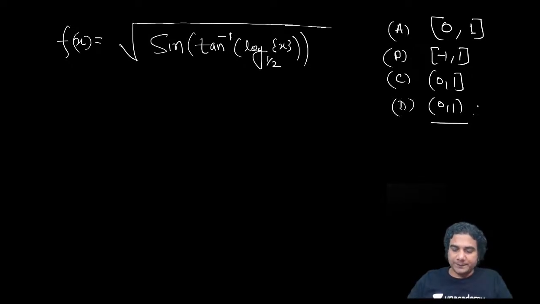Not right to answer it. Hello, hello. What's your name? Heartbeats. Okay, so you're getting A and Vamsi is getting D. All right, let's check.